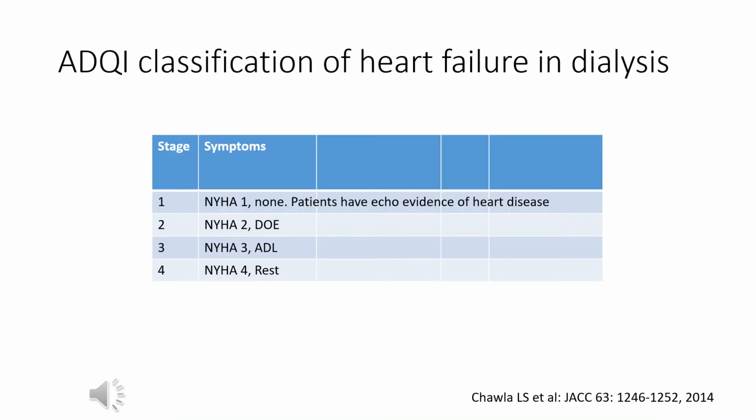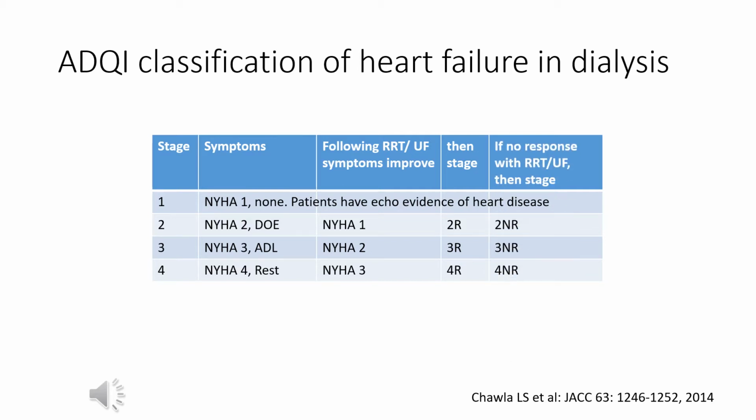At baseline, we assess the symptoms of the patient and classify them as class 1, 2, 3, or 4 based on New York Heart Association criteria. Class 1, as you know, are asymptomatic, and these patients have to have echocardiographic evidence of heart disease, such as chamber dilatation, hypertrophy, regional wall motion abnormalities. Class 2, 3, and 4 have the usual meaning. Subsequently, we assess their response to ultrafiltration or renal replacement therapy. If they improve, then we call them a class R, so it becomes a 2R, 3R, 4R. If they don't improve with renal replacement therapy or ultrafiltration, we simply attach the letters NR behind the stage.